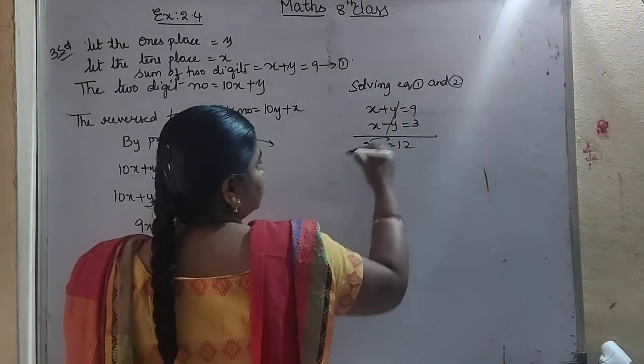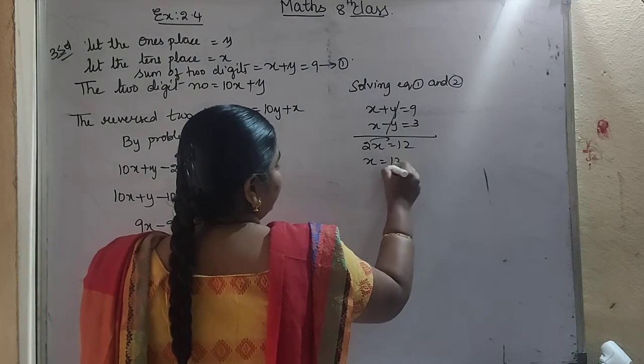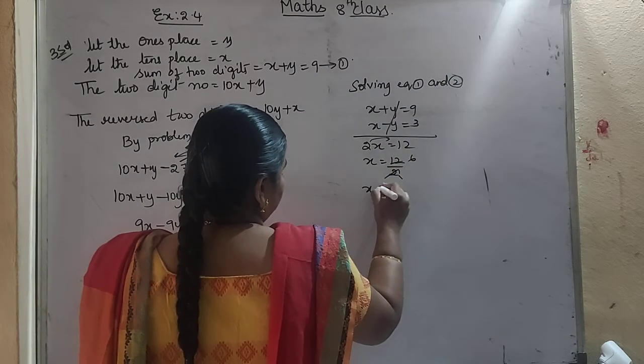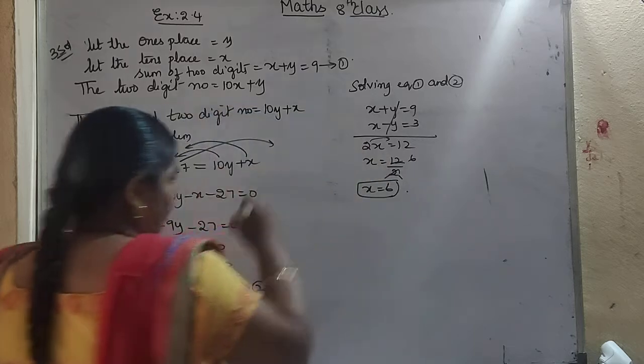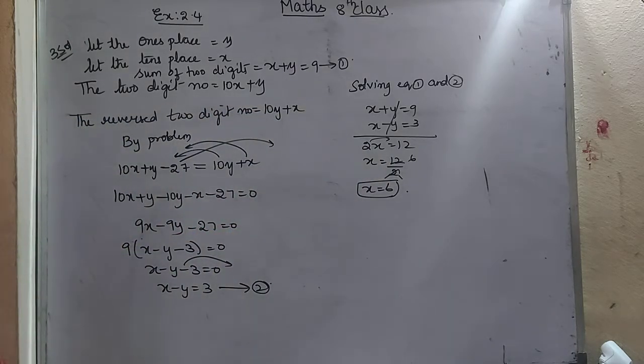Okay. So now transpose this 2 to the other side. So x is equal to 12 by 2. 2 ones are 2, 2 sixes are 12. So what is the x value now? 6. Now we have to find the y value.